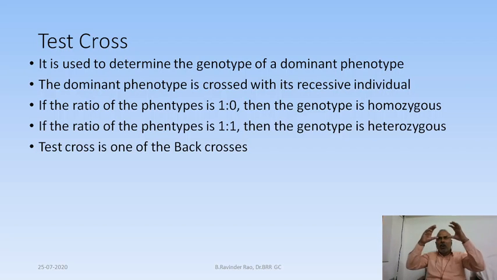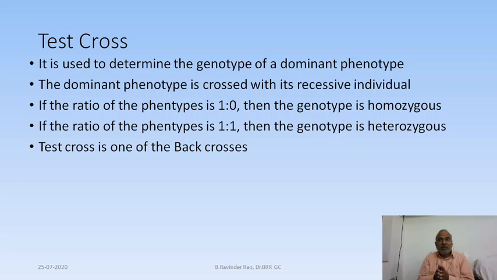When a dominant phenotype is crossed with its recessive individual, when we get the ratio 1 is to 0, then the dominant individual is a homozygous plant. When a dominant individual is crossed with its recessive individual, when we get the ratio 1 is to 1, then it is heterozygous. So Mendel deduced a very simple cross to identify the genotype of an unknown dominant phenotype. This cross is called test cross.